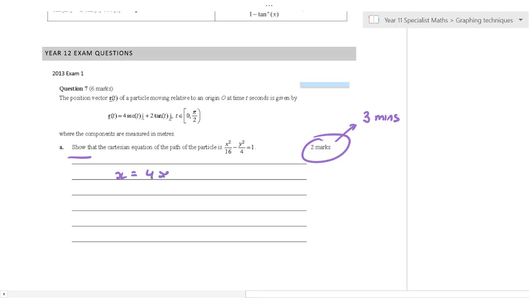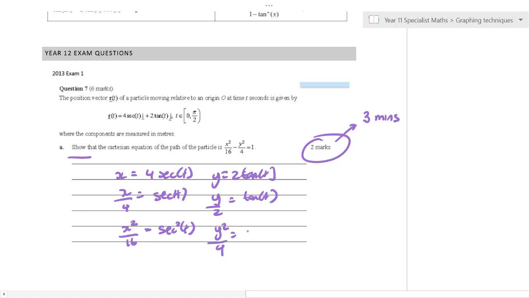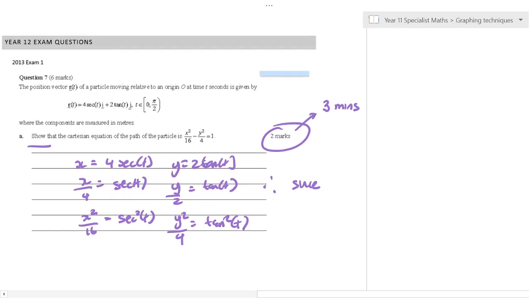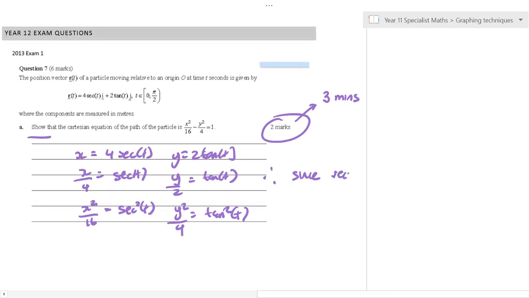X is equal to 4 sec t. Y is equal to 2 tan t. Okay, x on 4 is equal to sec t. Y on 2 is equal to tan t. Now, you've got to forgive me for how. X squared on 16 is equal to sec squared t. Y squared on 4 is equal to tan squared t. Therefore, since sec squared t minus tan squared t is equal to 1, therefore x squared on 16 minus y squared on 4 is equal to 1.